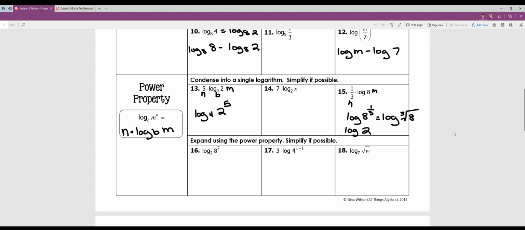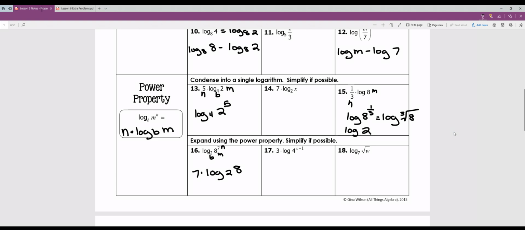Okay, now let's work it the other way. Let's look at number 16. I have log base 2 of 8 to the 7th power. 2 is my b, 8 is my m, 7 is my n. So if I'm going to rewrite this, I'm going to have n on the outside, so 7 times log base 2 of 8. All right, let's do one more.